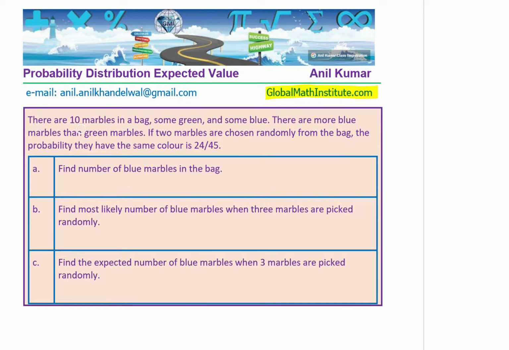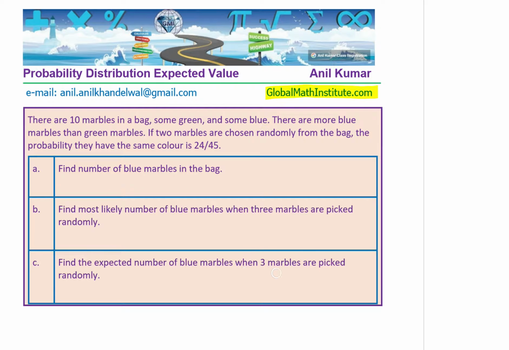There are 10 marbles in a bag, some green and some blue. There are more blue marbles than green marbles. If two marbles are chosen randomly from the bag, the probability they have the same color is 24 by 45. Part A is find the number of blue marbles in the bag. Part B, find the most likely number of blue marbles when three marbles are picked randomly. And C is find the expected number of blue marbles when three marbles are picked randomly.